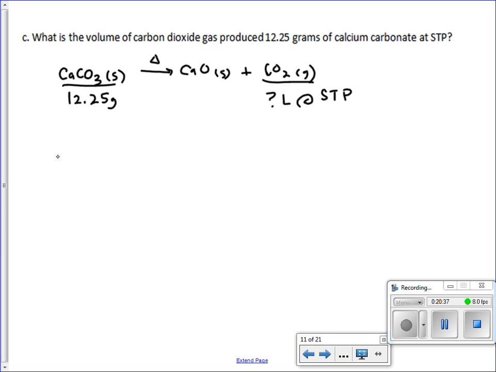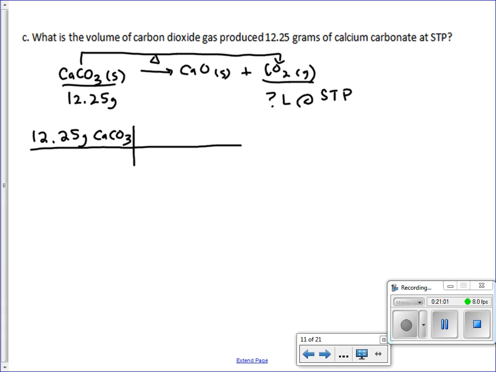So we're going to start the problem off the same way. We can see obviously that we have a 1-to-1 mole ratio here. But instead of going from mass to mass, this time we're going to go from mass to volume. And the only way we can do that is by comparing moles. So the first thing we have to do is to get our mass of calcium carbonate into moles. So 12.25 grams of calcium carbonate. And the same molar mass as before, 1 mole of calcium carbonate is 100.091 grams. So obviously we only have 12 grams out of 100. We have a very small amount, slightly more than 1/10 of a mole.